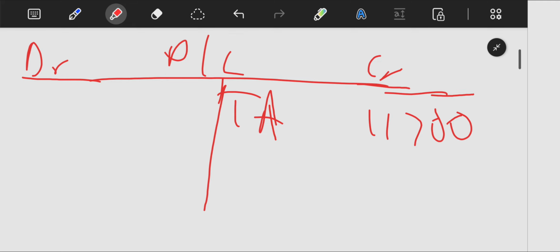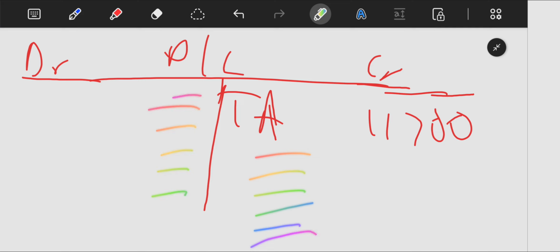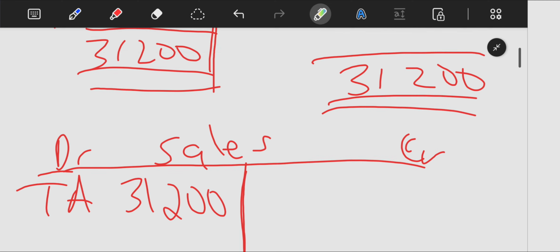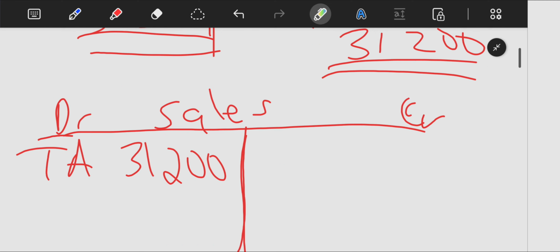Right, this account is more like your income statement. Then we're going to put all other income, and then other expenses, and then underneath they will give you your profit or your loss. Right, but that is not where the focus is for now.